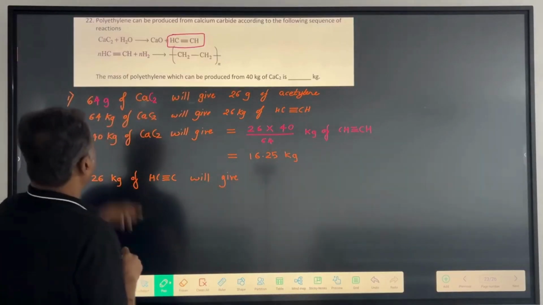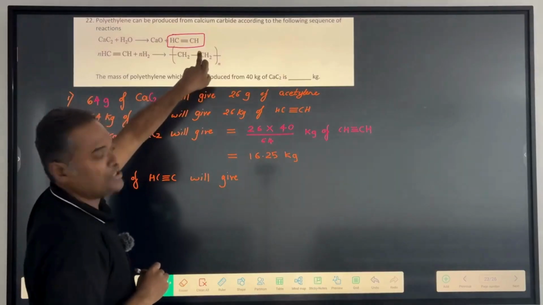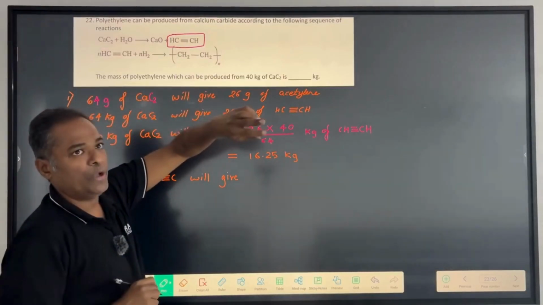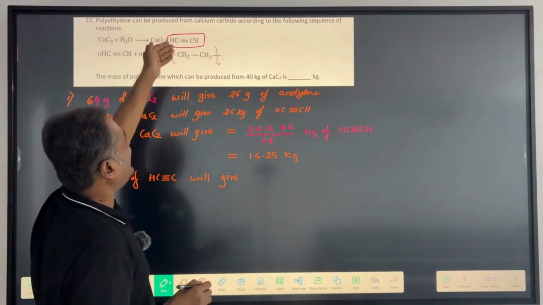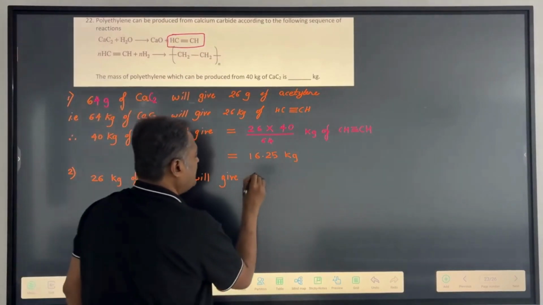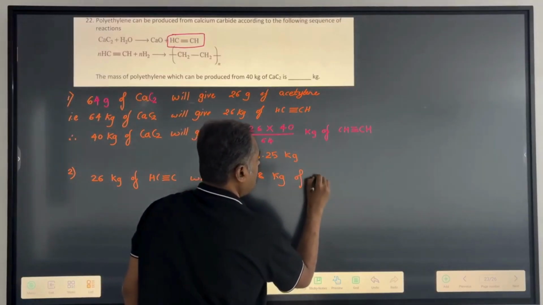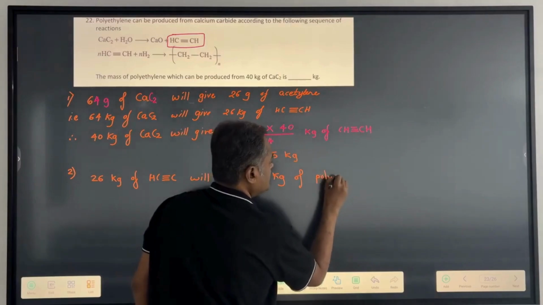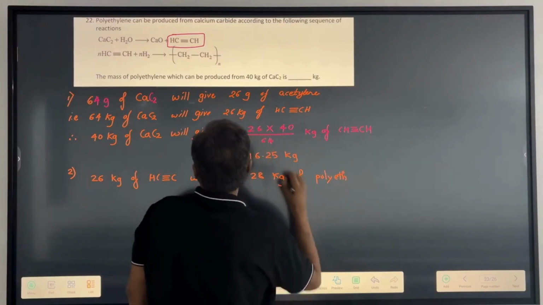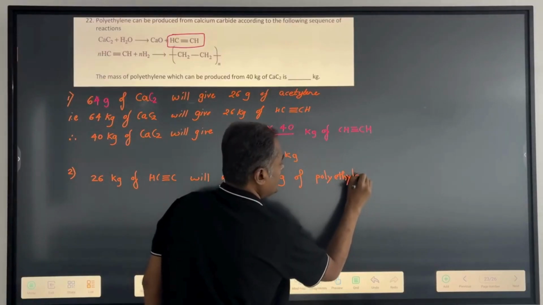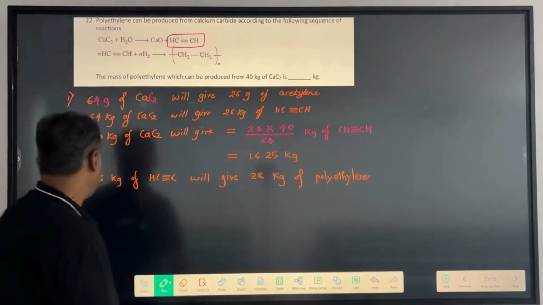Now what do you have to prepare? It's polyethene. This is polyethene, there are 2 carbon atoms. So 12 plus 12, 24, and 4, 28, which will give 28 kgs of polyethylene.